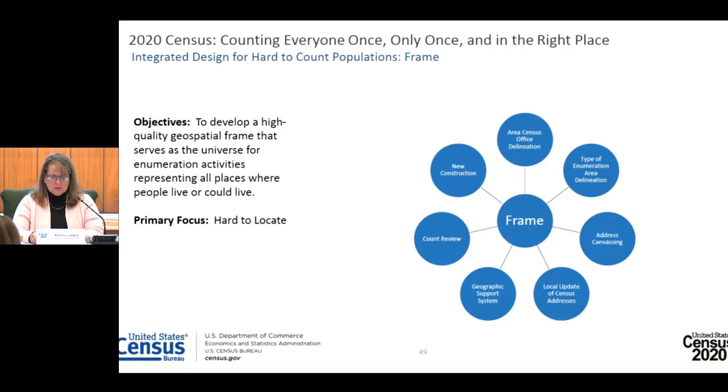The local update of census addresses provides the opportunity for tribal, state, and local governments to review and provide input on the Census Bureau's address list. This review is among other opportunities, such as the Geographic Support System Program, the Count Review Operation, and the New Construction Operation to provide input on the completeness and accuracy of our address list. The Census Bureau does not cease its efforts to maintain our address and feature database that serve as the foundation on which the 2020 Census operational design is based.